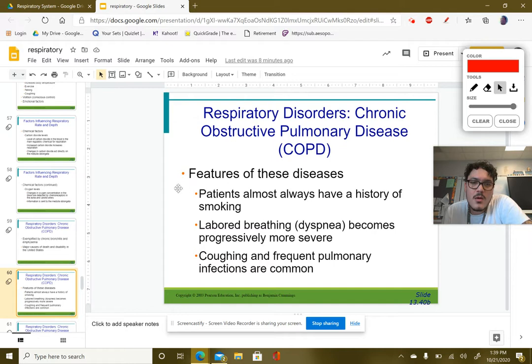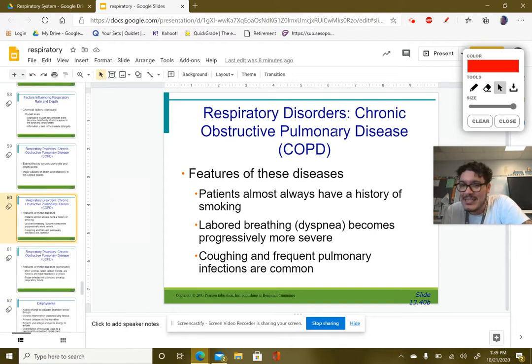What are some of the features of this disease? Well, patients almost always have a history of smoking. It's a very common smoker's disease. Smoking anything, right? Doesn't matter what it is: marijuana, vaping, weed, cigarettes. Labored breathing is very common with this, which another name for labored breathing in a medical sense is dyspnea.